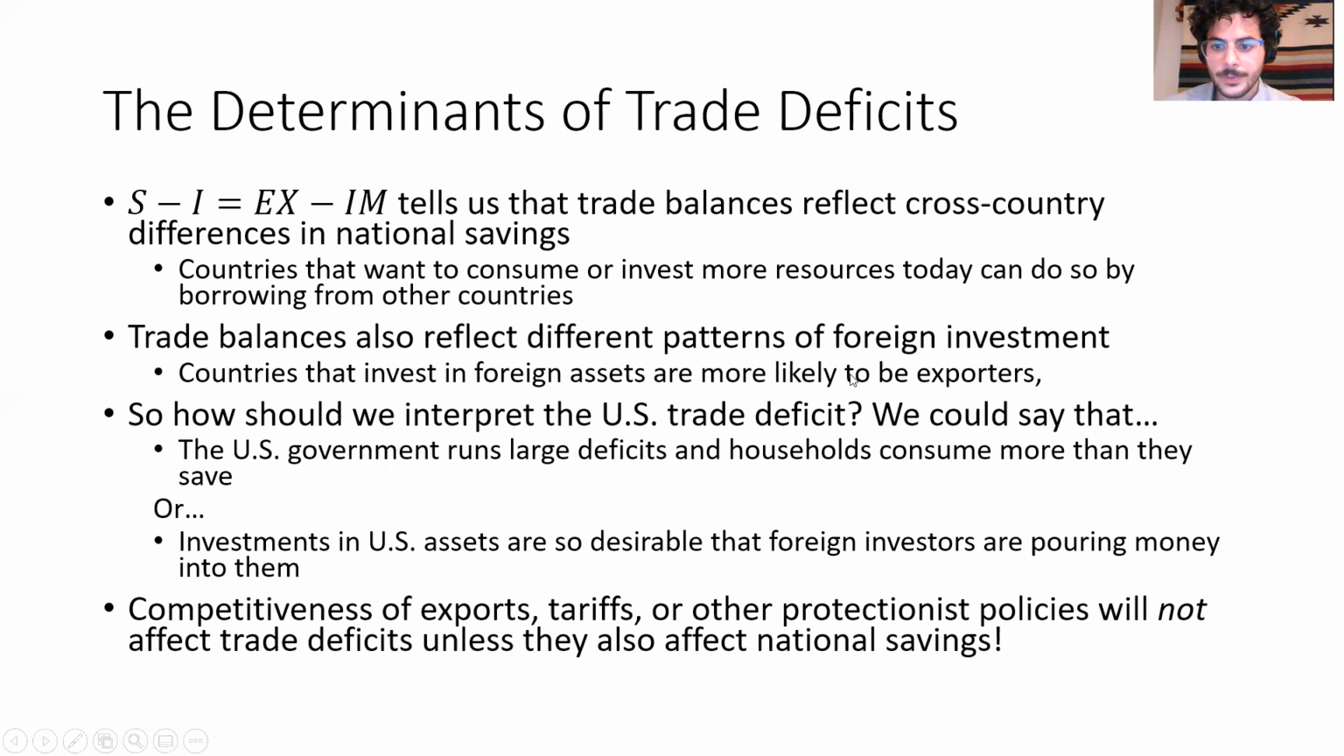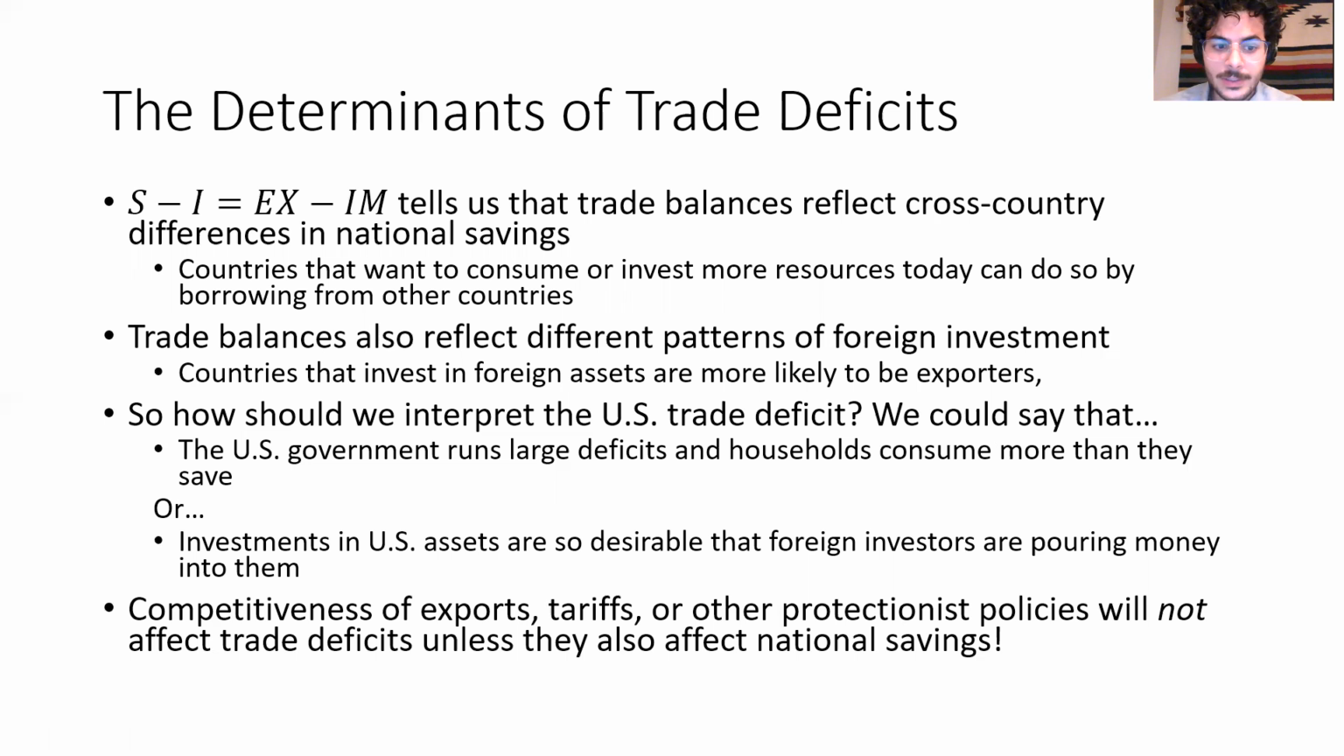So let's think about the US. The US has run a trade deficit for most years that it's existed. So we could say that the government runs large deficits and households consume more than they save. And this has generally been the case throughout history. And that could be the reason why the US runs a trade deficit, or it could be that investments in US assets are so desirable that foreign investors are just pouring money into them. So this could be a story about national savings and national borrowing, or it could be a story about investment, the investments in physical capital or the opportunities that are available in the US.